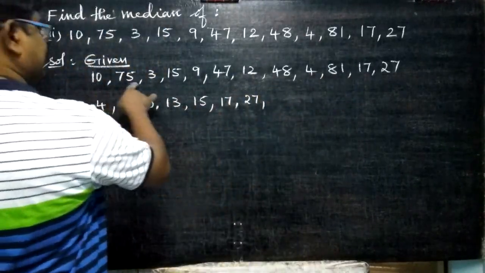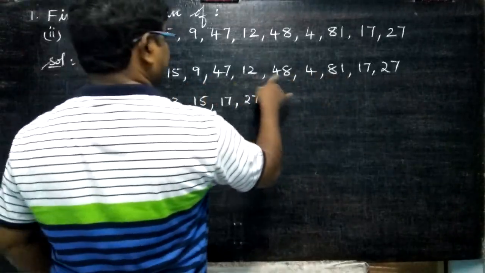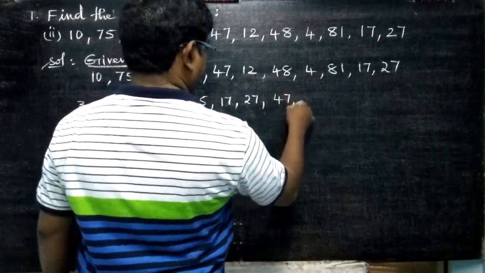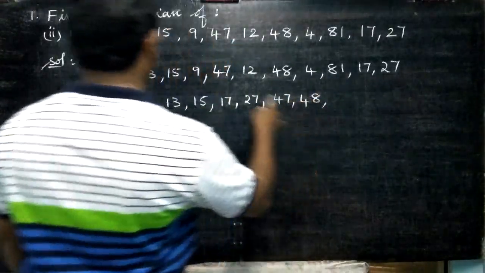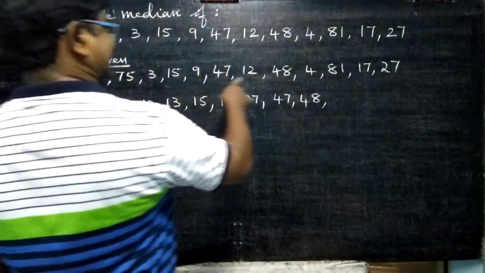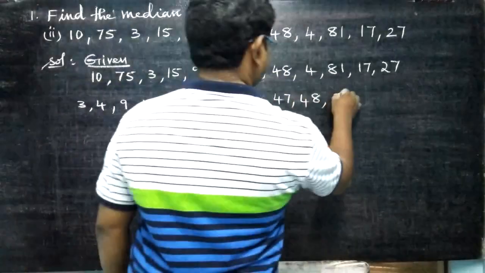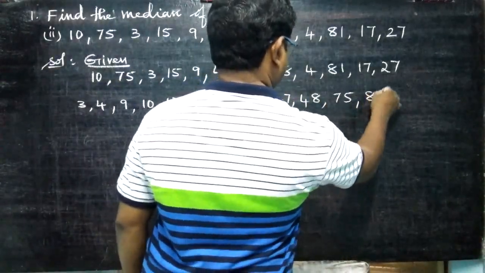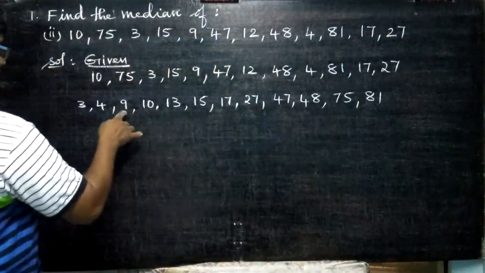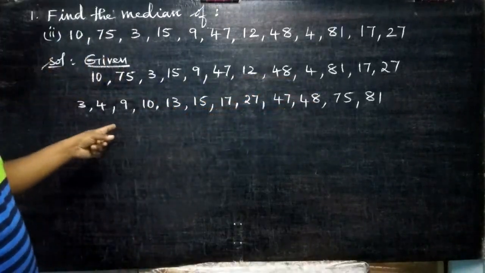Next come to the 30s. 30s are not there. Come to the 40s: 47 and 48. 50s are not there, 60s are not there. 75, 81. Count 1, 2, 3, 4, 5, 6, 7, 8, 9, 10, 11, 12. Here we got 12 and here also we should get 12.